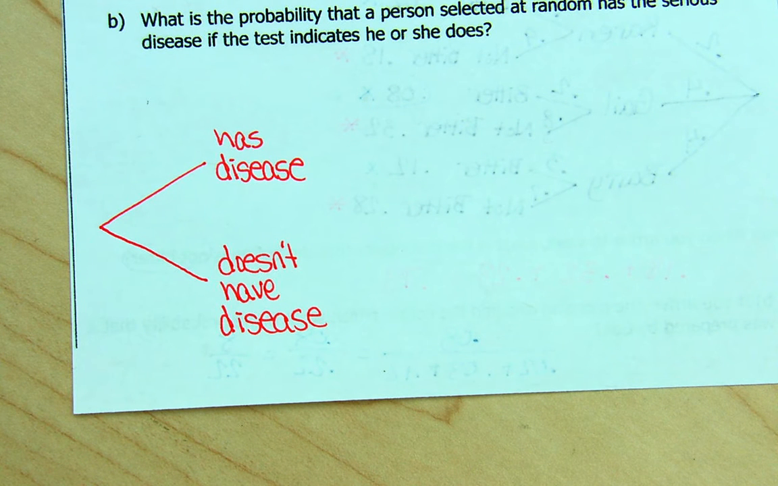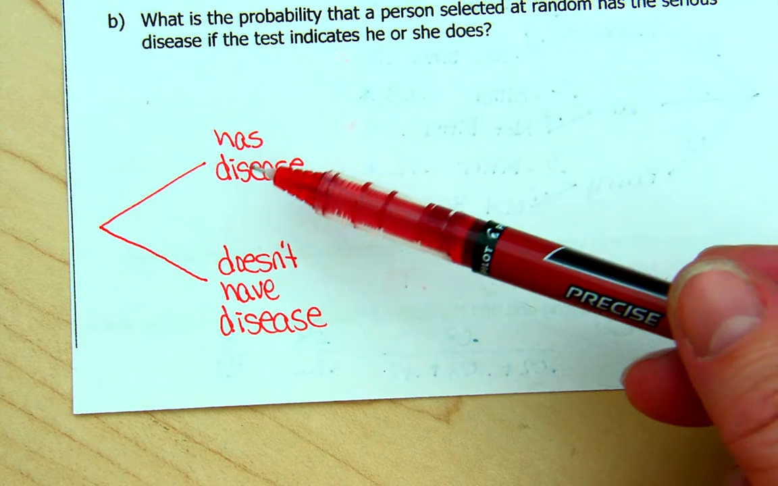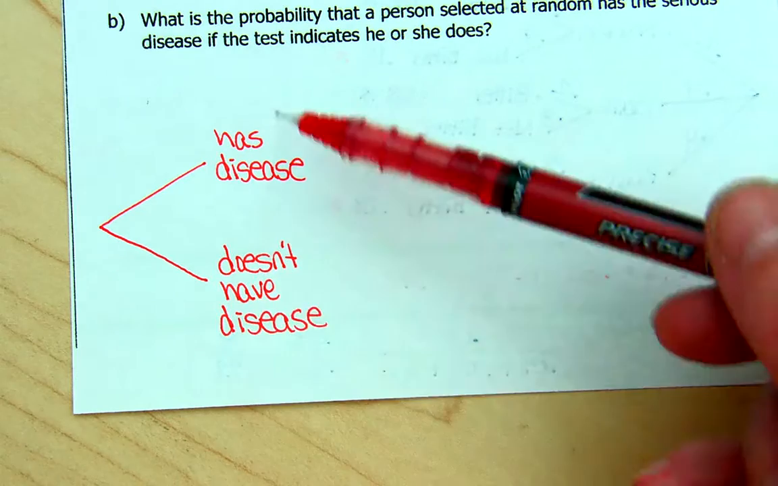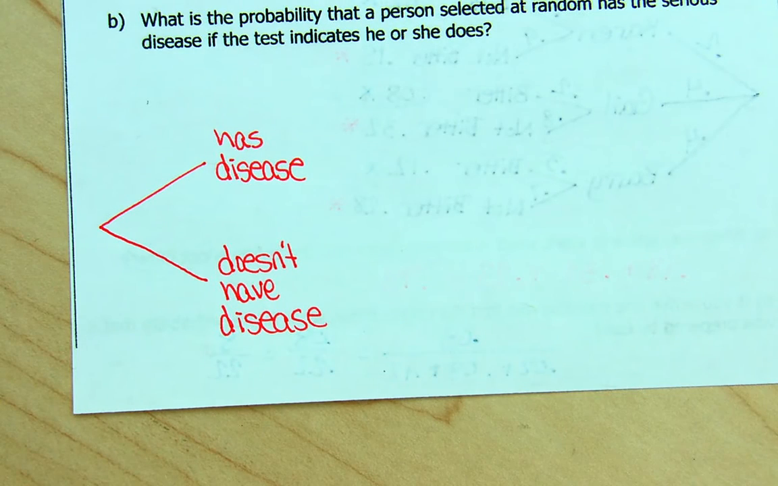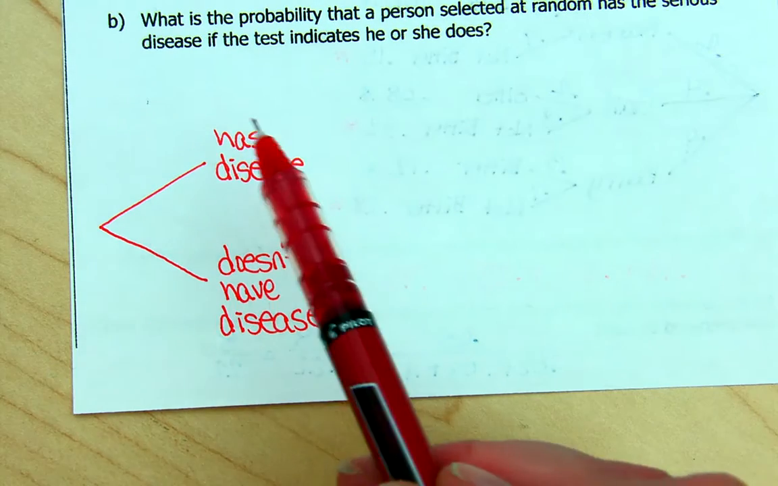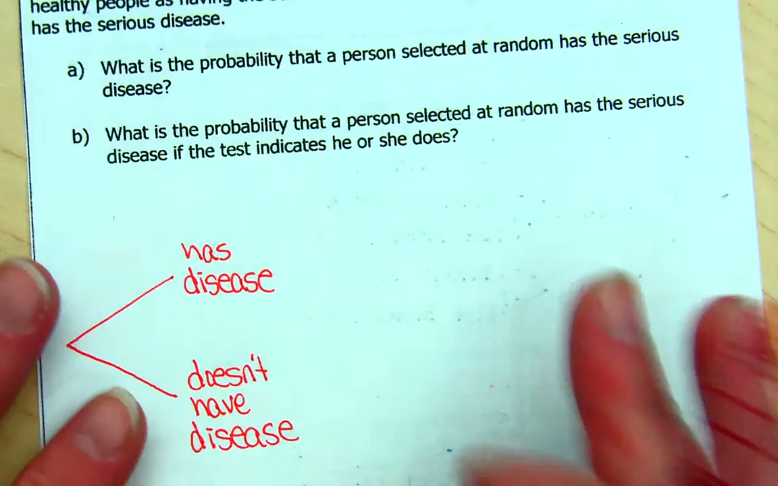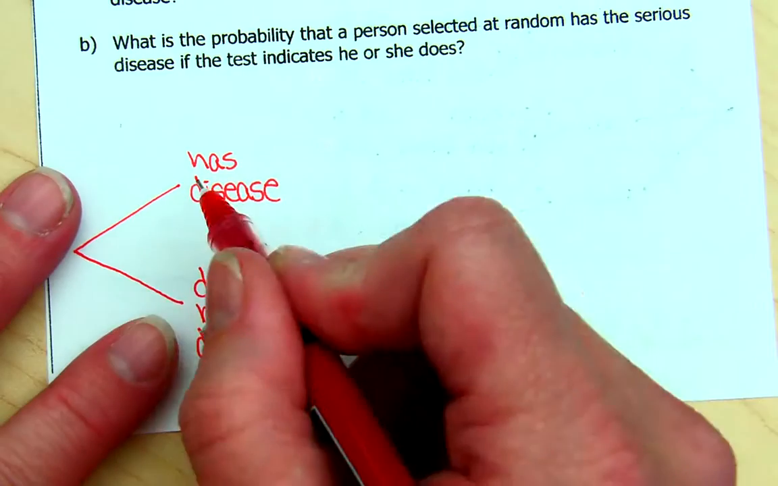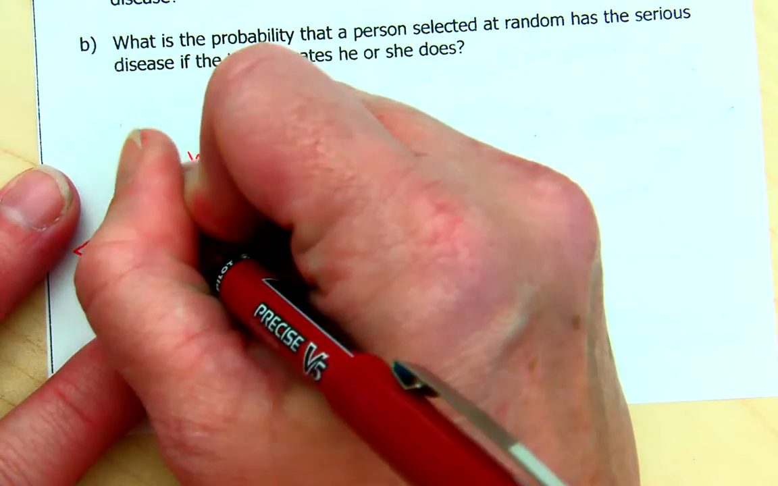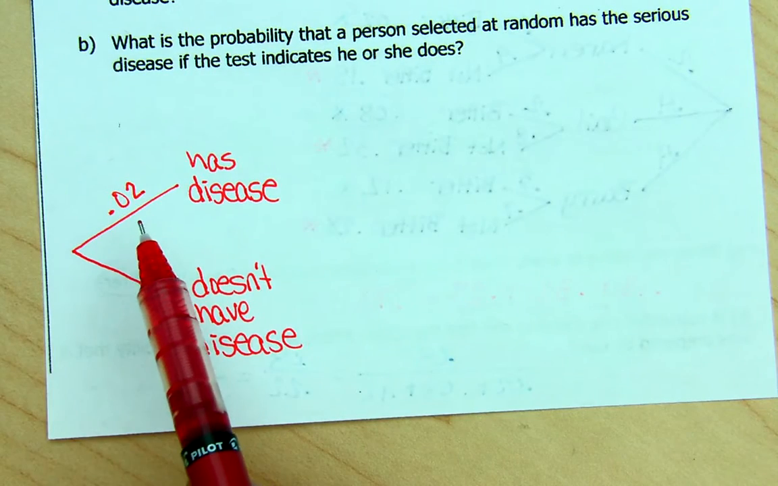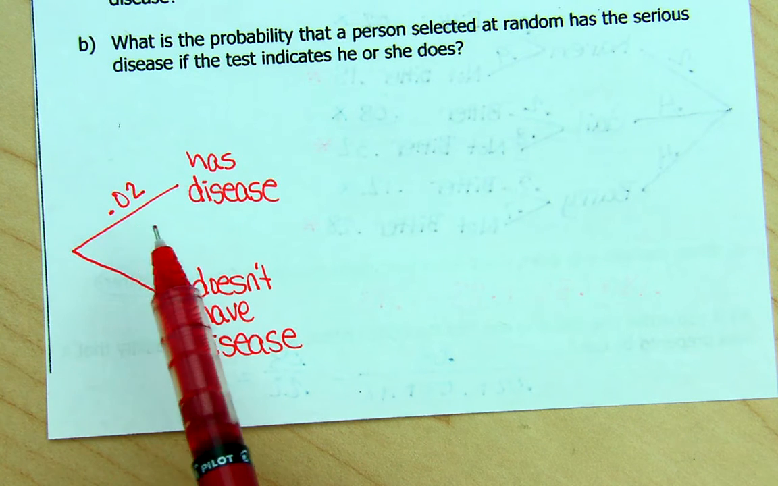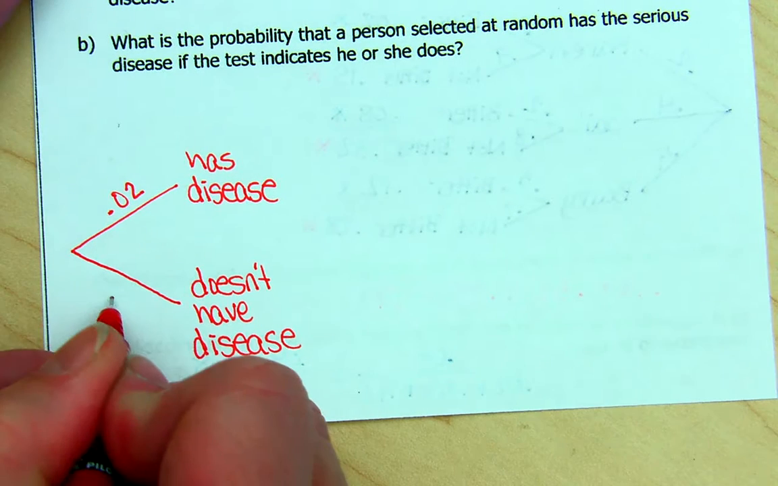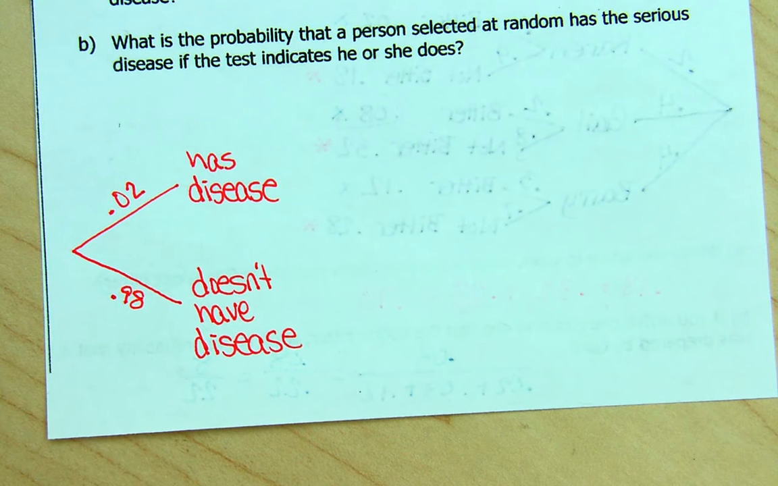When you're looking at these, especially when it's talking about medical issues and stuff, normally you will do that. They either have the problem or they don't. That's kind of our first division, because whenever we start this, we're testing them for a reason. We think they have it or we think they don't. So this says it is known that 2% has the disease. So the has disease is 2%. Make sure you put 0.02, not 0.2, because 0.2 is 20%. So 0.02 and 0.98.